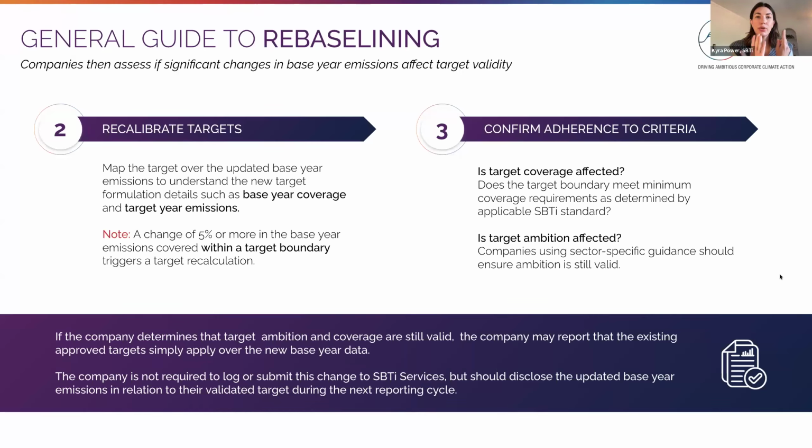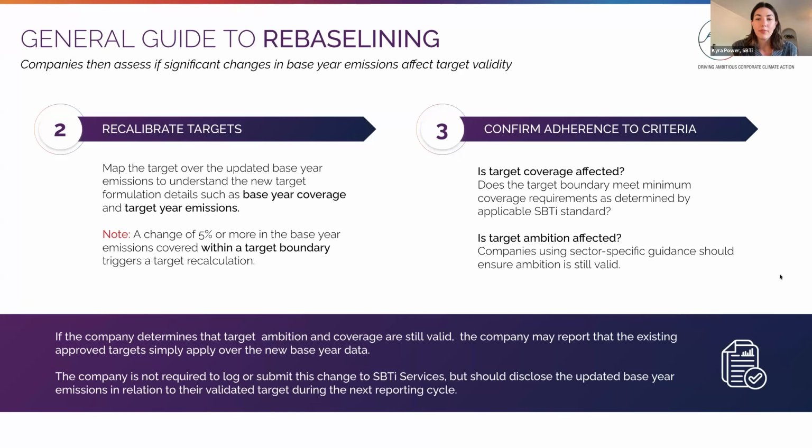And then there's an additional 5% significant threshold. This applies to the target boundary. So if 5% of emissions change within a target boundary, for example, a company with a scope 1 and 2 target covering 95% of scope 1 and 2 emissions, if emissions across scope 1 and 2 change significantly enough that that target no longer meets the 95% threshold, then a recalculation and revalidation would be triggered.